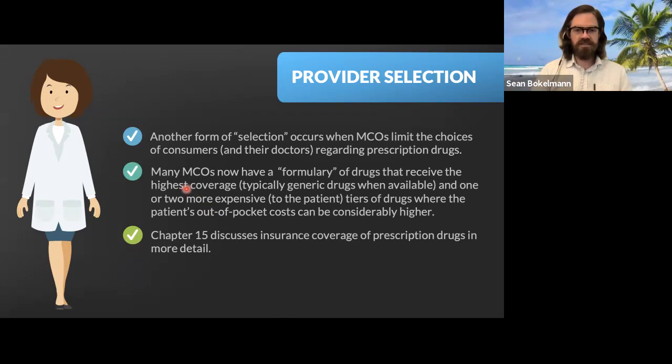They're lower cost. And then they also include one or two more expensive tiers of drugs, but they put those costs on patients. So it's like, all right, if you want the name brand drug and you don't want the generic, then you're going to have to pay for it, right? And in that way, it doesn't affect the insurance company's costs. The extra cost is entirely borne by the patient.